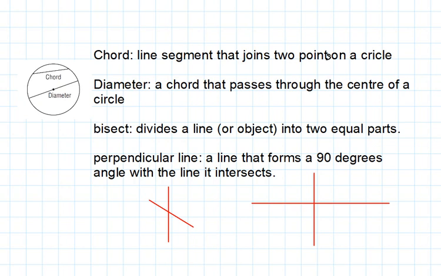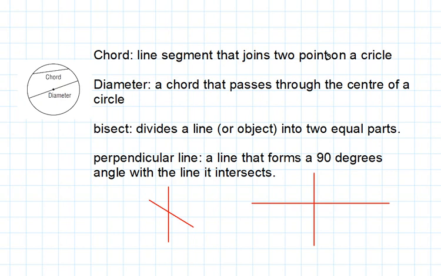Bisect, what does bisect mean? Bisect means divides a line in math usually, or any object. To be honest, you can bisect a snake, I guess. Anyway, for a line, you bisect it by cutting it in half into equal parts. A perpendicular line is a line that forms a 90-degree angle with the line it intersects.